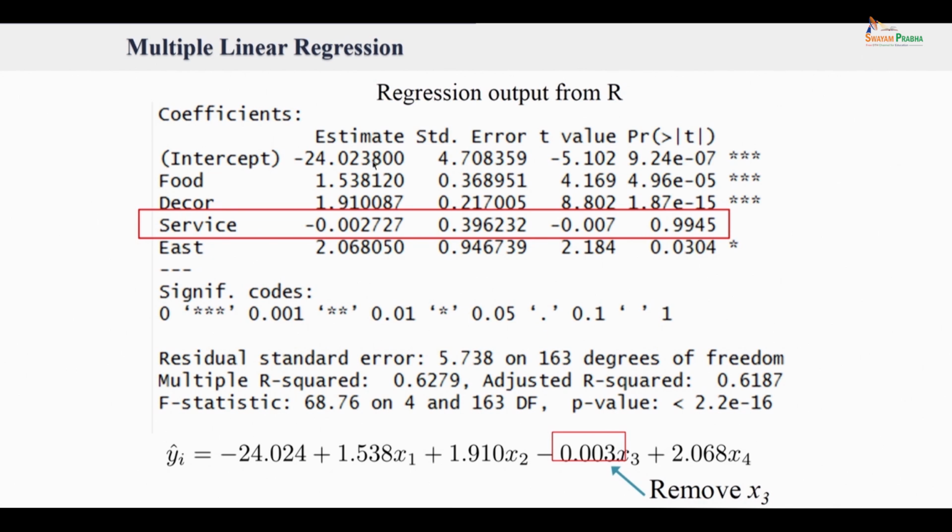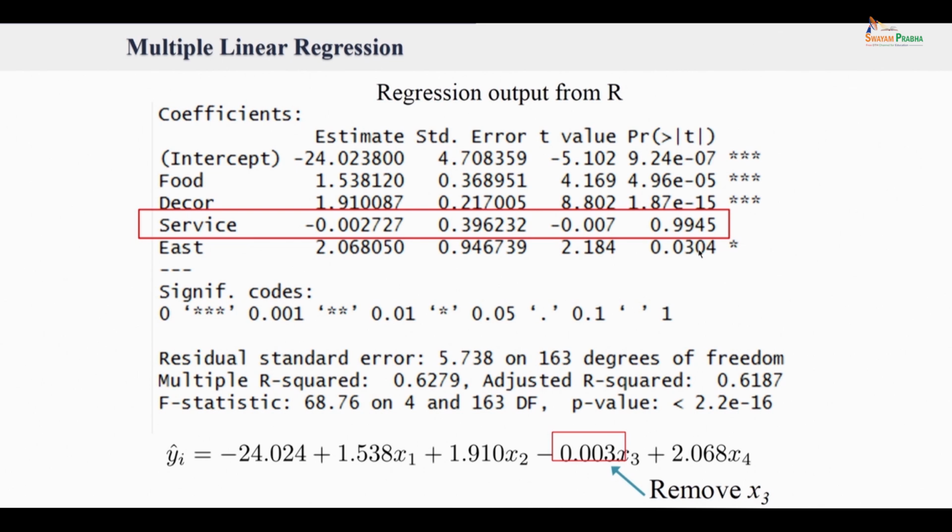We cannot take it that this value is 0. A low p value indicates that the corresponding coefficient is significantly different from 0. So in this case the first three have very low p values and therefore they are significant, but service has a high p value, therefore it seems to indicate that this coefficient is insignificant, almost equal to 0. That is what this indicates.